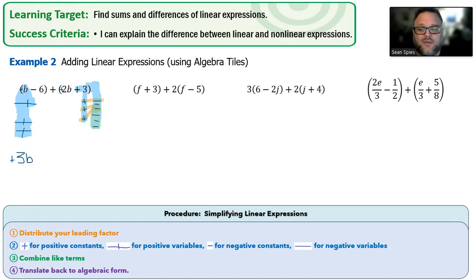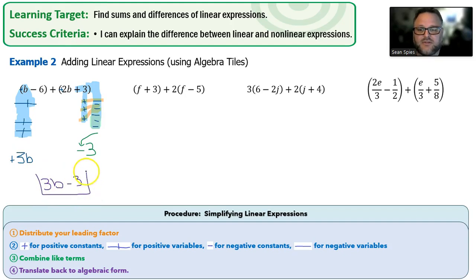Here I have 3 left. But I also gotta remember that it's 3 negatives. Now when I bring this all back together, I will get a final answer. And that final answer is just gonna simply be 3b minus 3.